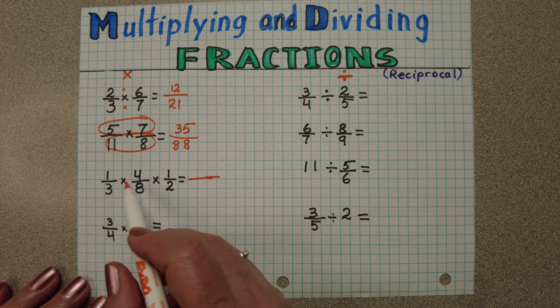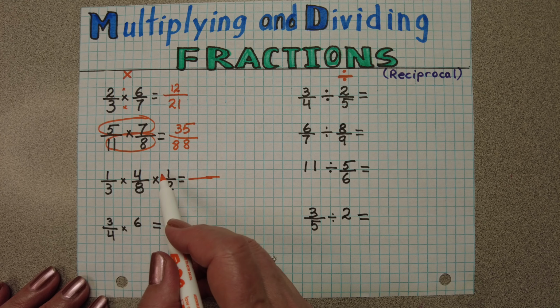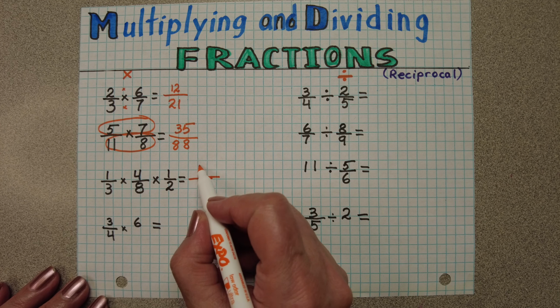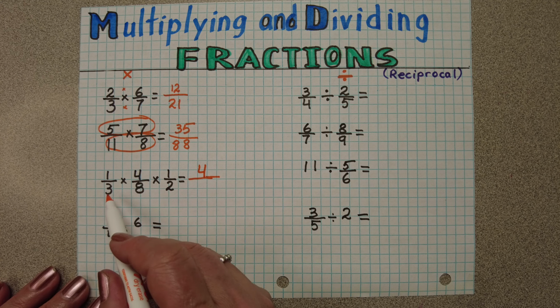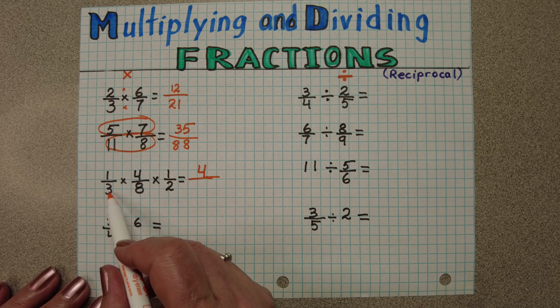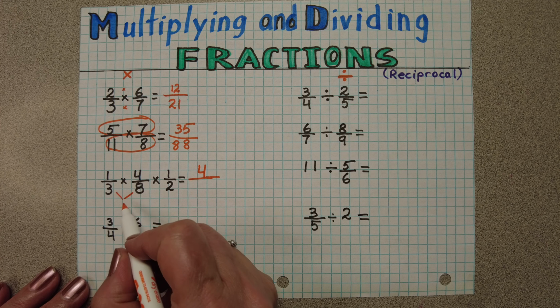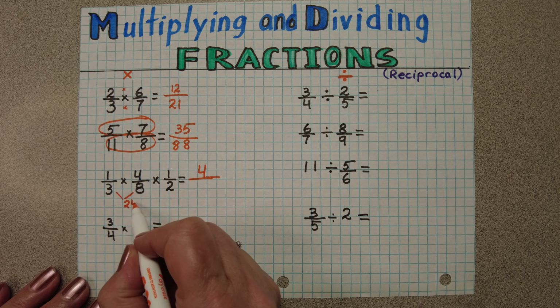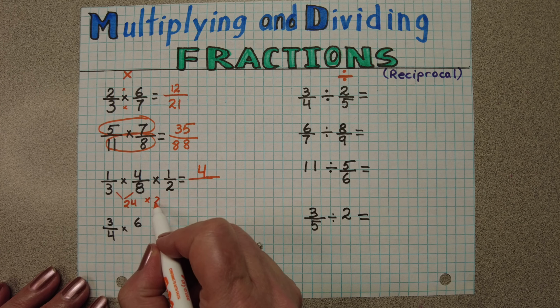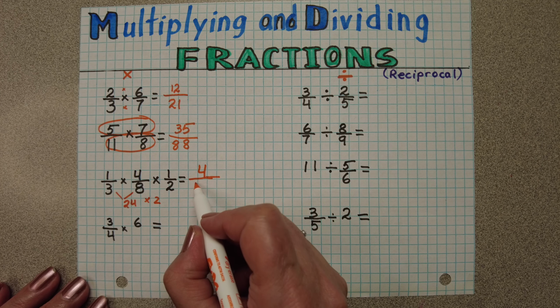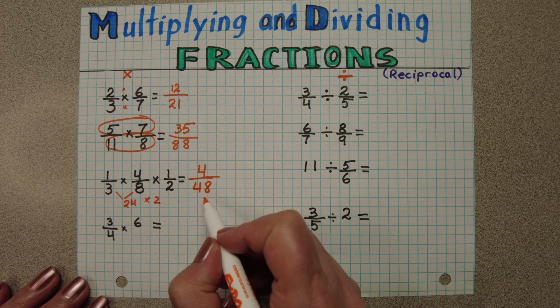Now let's do this. 1 times 4 is 4. Times 1 is 4. For the denominator, 3 times 8 is 24, times 2 equals 48.